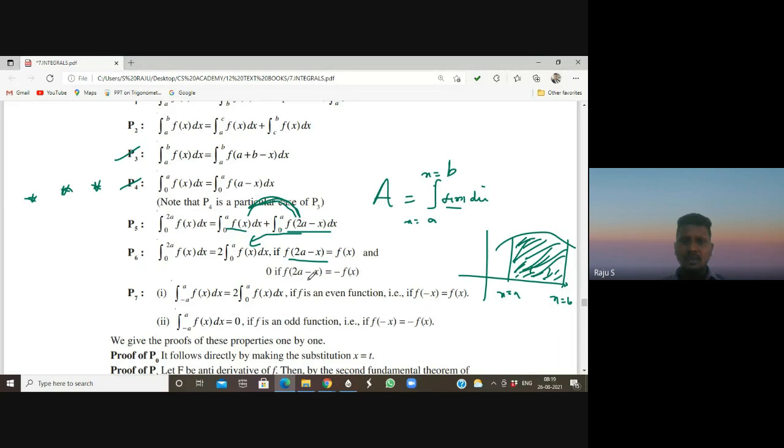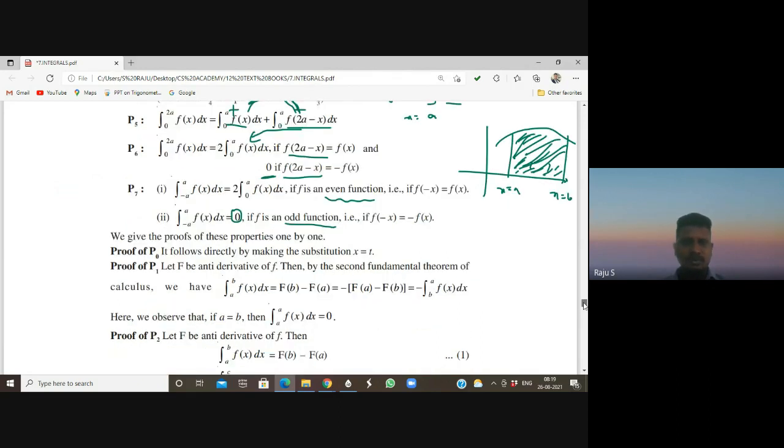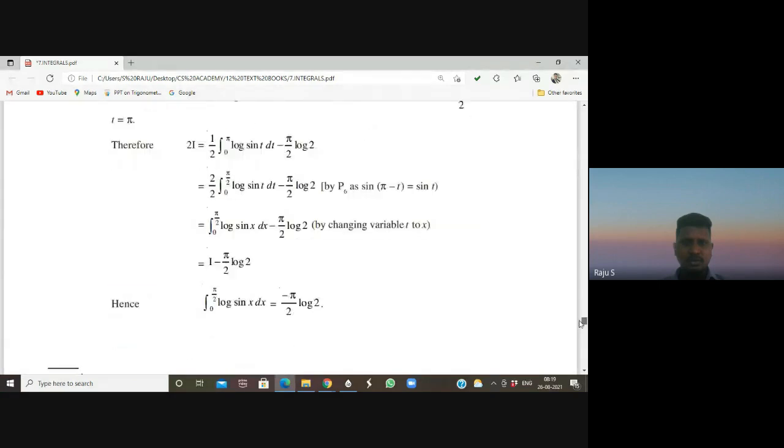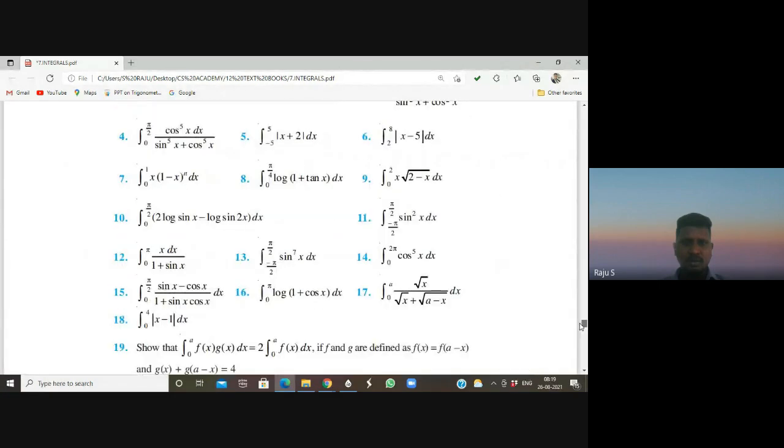In case f of 2a minus x is equal to minus f of x, this is plus, this is minus, so it becomes 0. Here this condition I already explained. When the function is an even function, it is 2 times the integral 0 to a. When limits are the same and opposite sign, like the given function is an odd function, the integral becomes 0. Remember that, students. The proofs are not required. We already started this exercise.